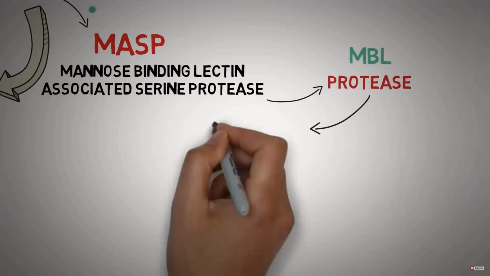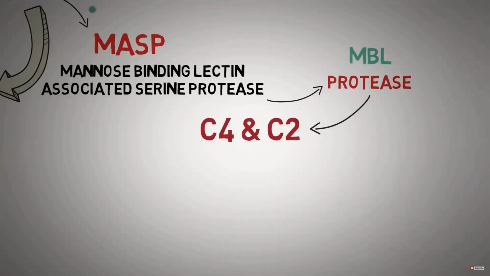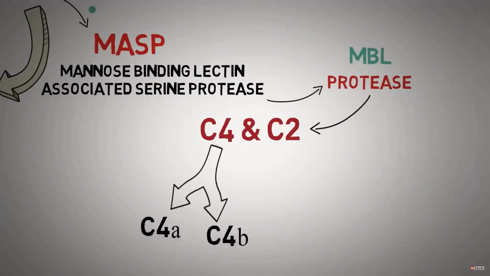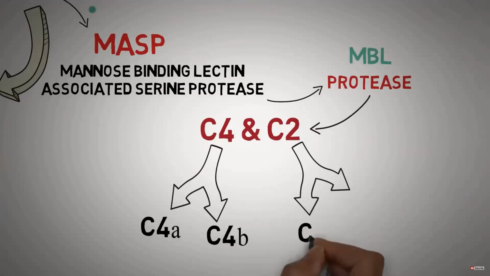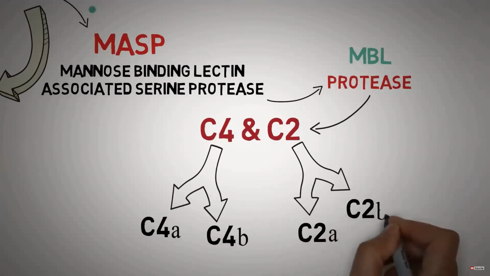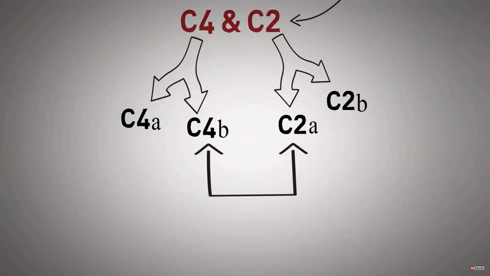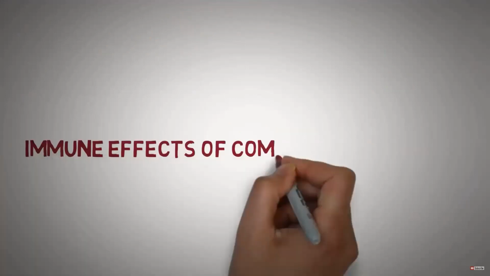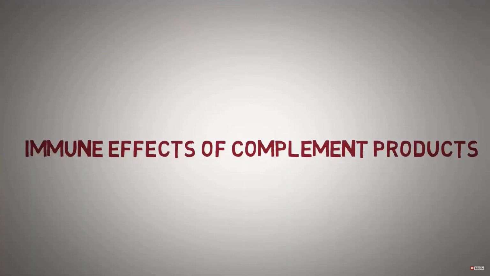The MASP then triggers the activation of components C4 and C2 into their subcomponents C4a and C4b, and similarly C2 into C2a and C2b. The factors C4b and C2a combine to form the C3 convertase of the lectin pathway. This C3 convertase has a similar function as described earlier, and then the pathway proceeds further as described earlier. Now let's talk about the immune effects of the various complement products.